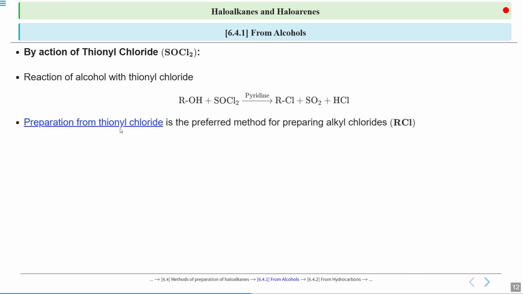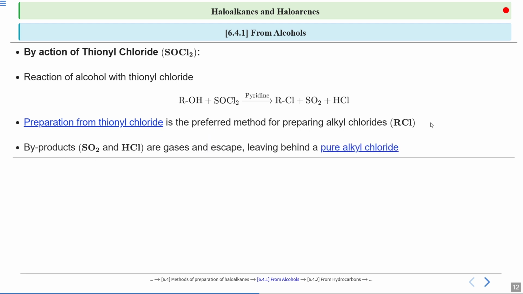The preparation from the thionyl chloride is the preferred method for the preparation of alkyl chloride, because here we are only getting alkyl chloride, right? So from the thionyl chloride, if you prepare the alkyl chloride, this is the very preferred method. Why?